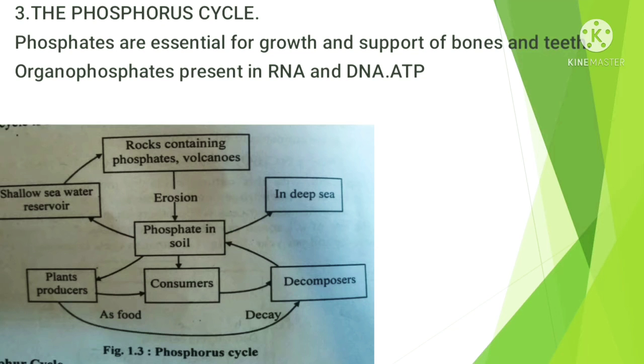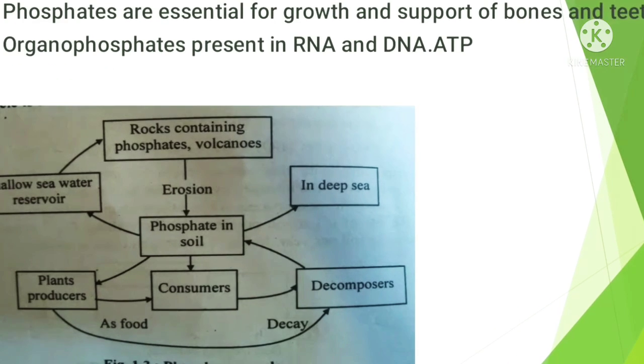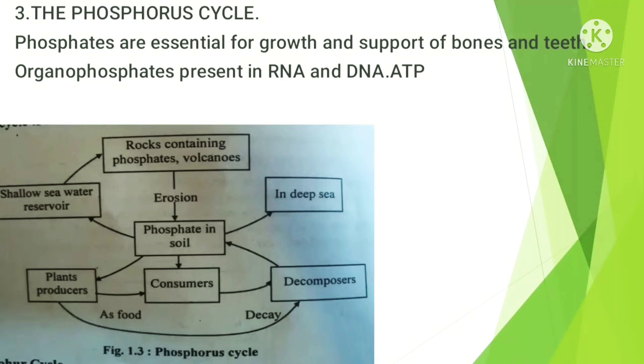Next you can see the flowchart of the phosphorus cycle, or how the phosphorus cycle is working. So see, rocks containing phosphate or volcanoes, then erosion takes place. From erosion, phosphate goes to the soil. From the soil it goes to the deep sea and to the shallow seawater reservoir. Again it goes to plant producers, consumers and decomposers.